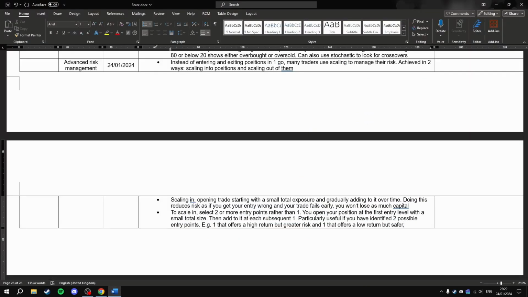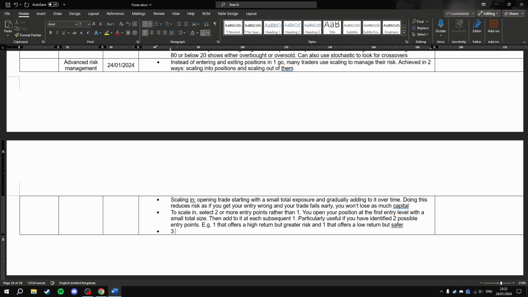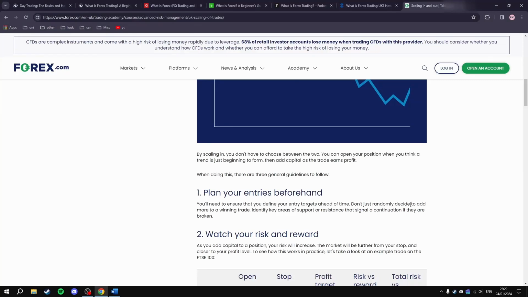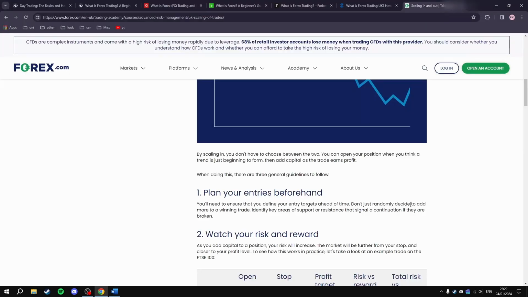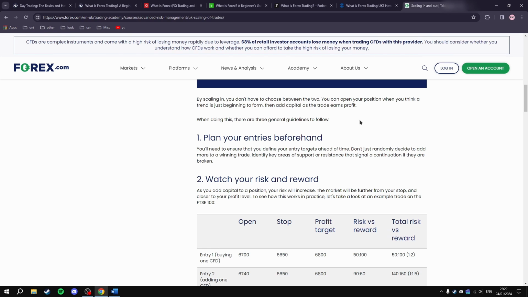So, three guidelines to follow. Plan your entries beforehand. You'll need to ensure that you define your entry point targets ahead of time. Don't just randomly decide to add more to a winning trade. Identify key areas of support or resistance that signal continuation if they are broken.